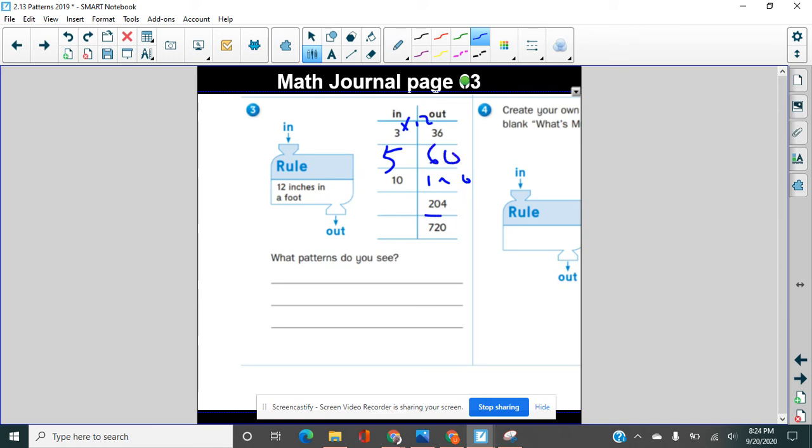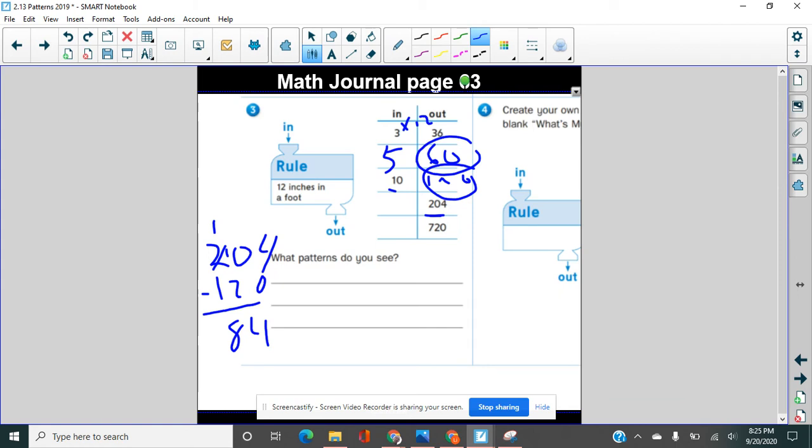All right, this one's harder. Look at this. Okay, 204. Well, I know that 120 is equal to 10. So if I take 204 minus 120, then that's going to tell me how many more inches I have left. So 84, and I had to borrow here. 84.